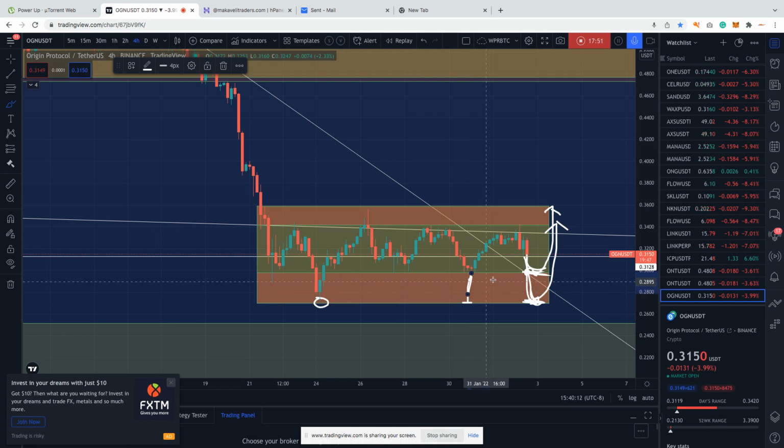So for me, when I trade it, there are laws that I use to actually enter the trade in this range. So what I do is I observe the candlesticks and other things.